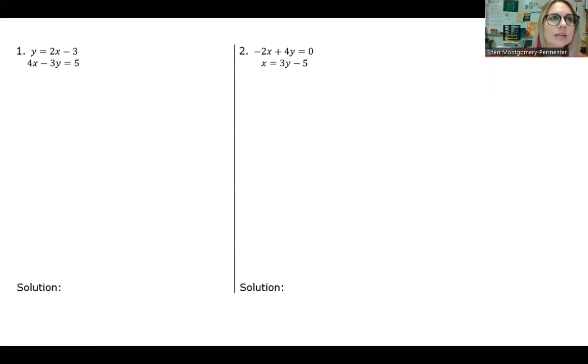So what we're going to do is it says that Y is equal to this stuff. So I'm going to take that stuff and plug it into the other equation wherever I see Y. I'm going to plug it in right here. So I'm going to rewrite my second equation.